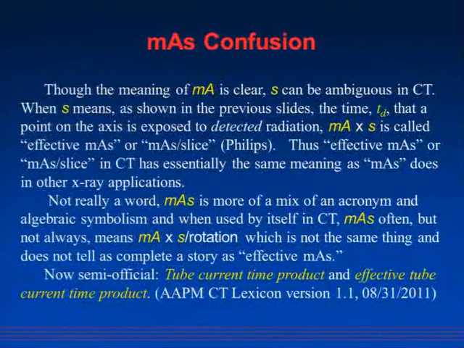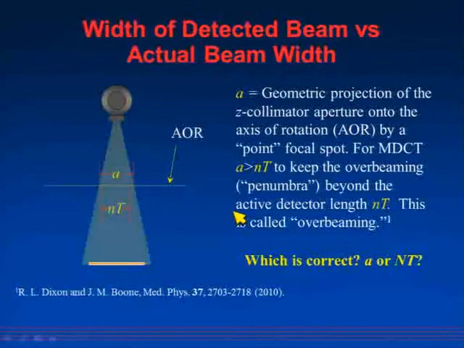Rather than using mAs and calling it a word rather than a symbol, it's officially called the tube current time product, and effective mAs is called the effective tube current time product. There's actually a value to calling it this. It's like when you ask somebody how much they weigh, you ask somebody how many pounds they are. It's not always clear that you're distinguishing between one or the other when you use the same word to describe both. So having this down here is of some value. I don't know how popular it is yet.